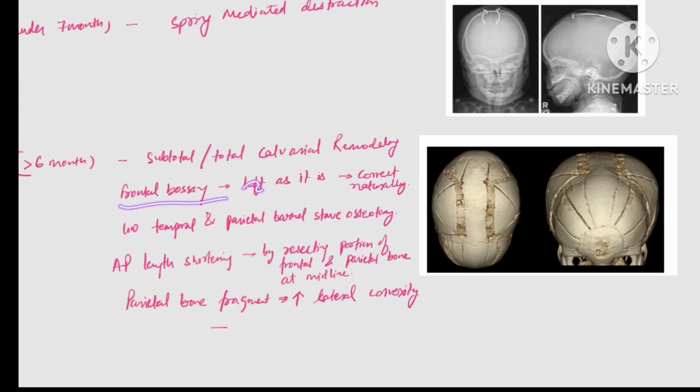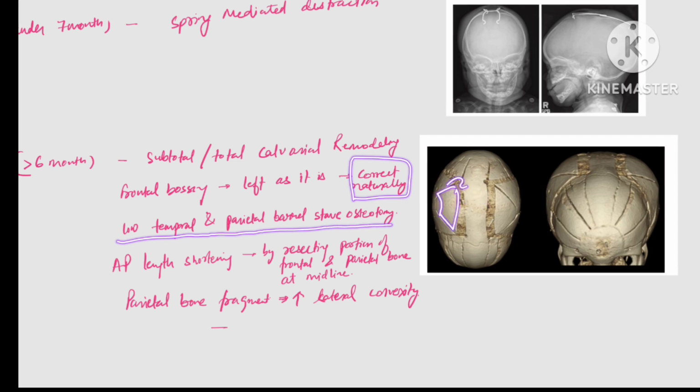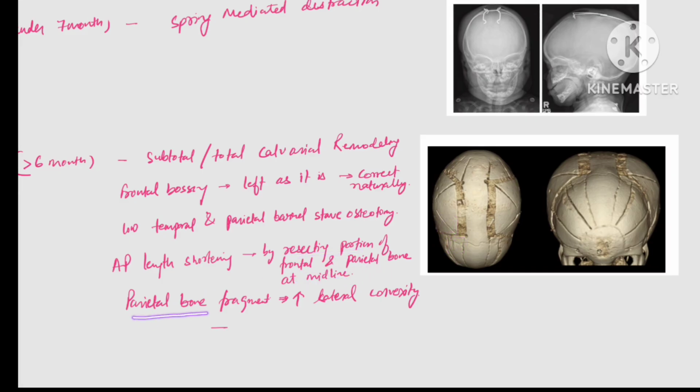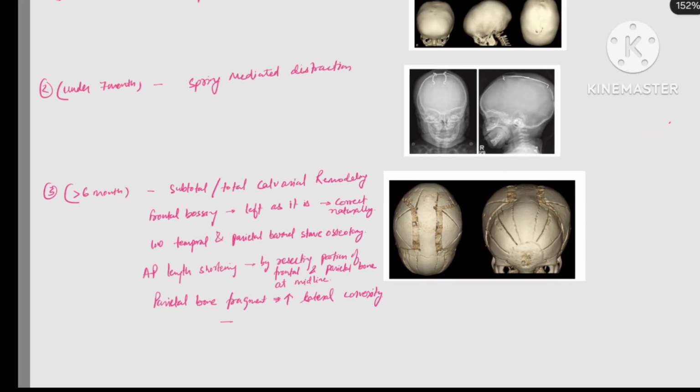Here, frontal bossing can be left as it is because when the child grows, it corrects naturally. Low temporal and parietal barrel stave osteotomy is done. Barrel osteotomy is done so as to give proper convexity to the parietal part, and anterior posterior length can be shortened by resecting portions of frontal and parietal bone at the midline, and parietal bones are fragmented because it increases lateral convexity.